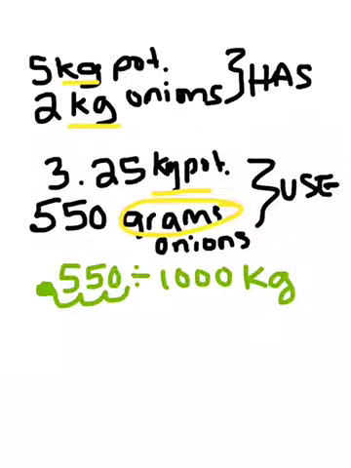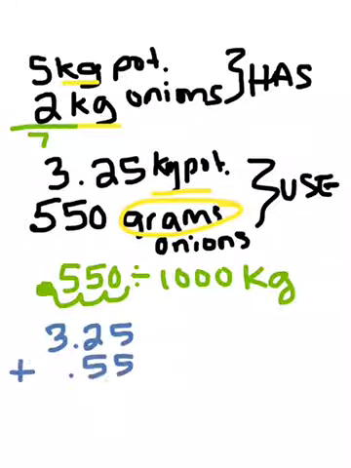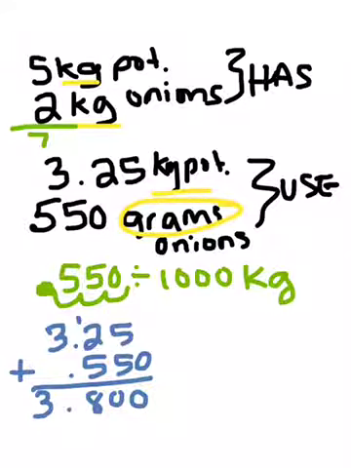So I know 5 plus 2 is 7. So that's how much he total has. He has 7 kilograms of onions and potatoes. And we need to figure out how much he's going to use. So let's add. I'm going to switch colors so you can see. 3.25 plus 0.550. That's how much he's going to use total. Got 0, 0, carry my 1, 8. That's how much he's going to use.